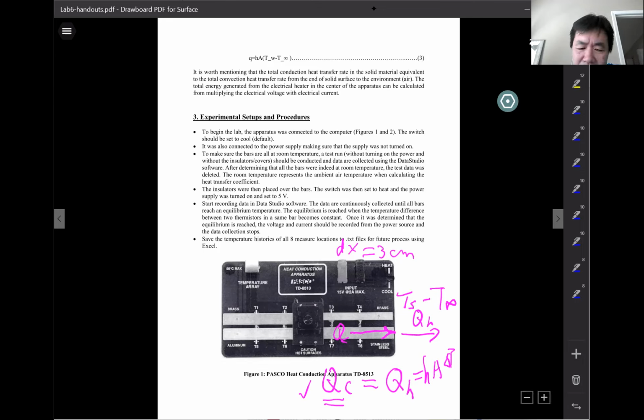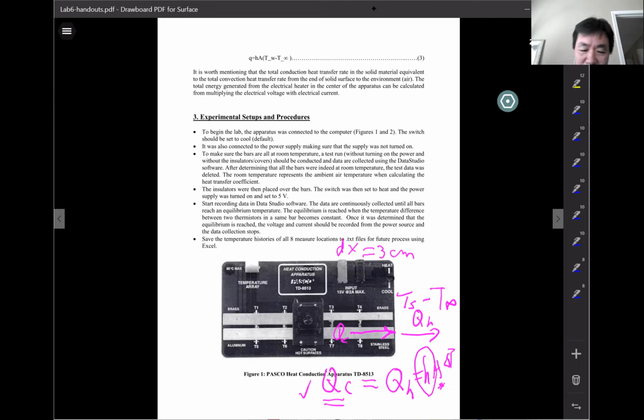So this is delta T, T surface at the end of the bar, minus T infinite. T infinite is the room temperature, it's given. So area is given. Okay, the goal of this lab, the second part of the lab, is to find out what's the convection heat transfer coefficient of the air adjacent to the metal bars.